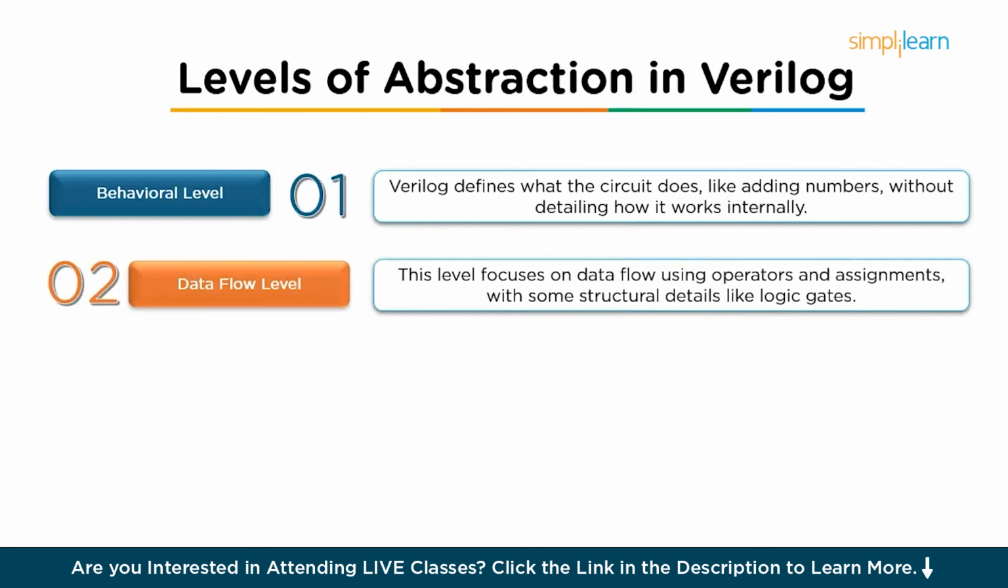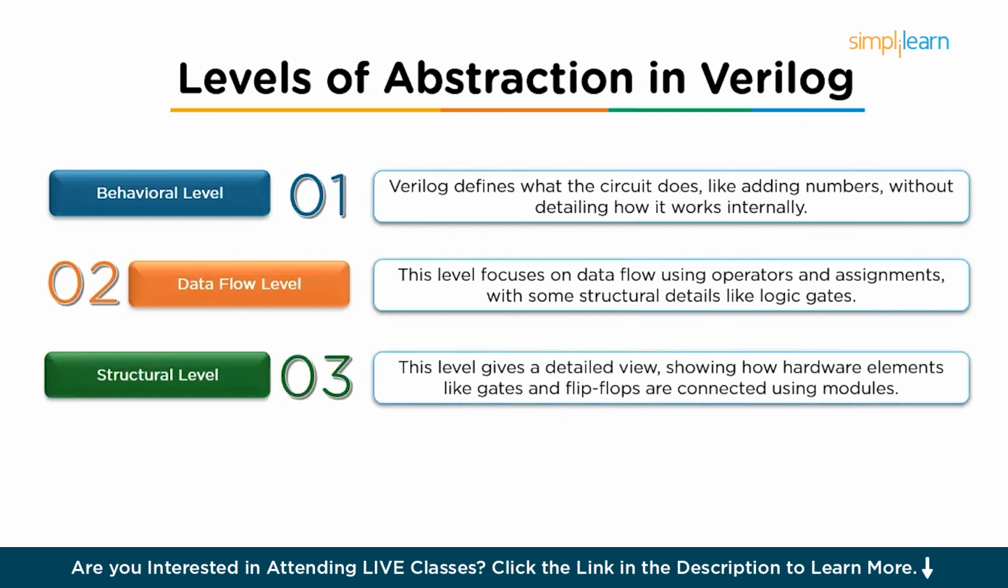At this level, the designer specifies the flow of data through the circuit, typically using continuous assignments and operators. So the focus here is still on the data movement and the logic of the circuit, but it begins to introduce some structural details such as the use of specific logic gates like AND, OR, and other gates. The third one is the structural level.